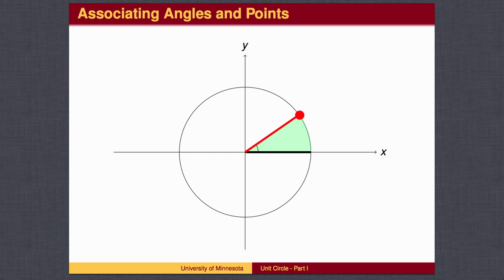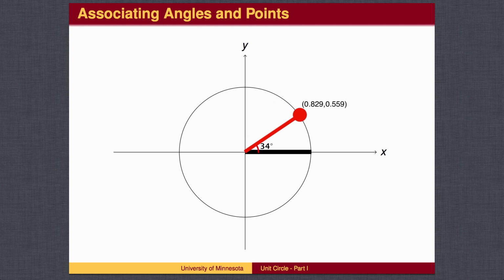We can then associate a point, that is, an ordered pair, to each angle. What we have just described is a function. The input of the function is the angle, in this case 60 degrees, and the output of the function is an ordered pair, which specifies the location of a point. In this case, the point appears to have an x-coordinate of 0.5 and a y-coordinate between 0.8 and 0.9. As the angle changes, so will the point.